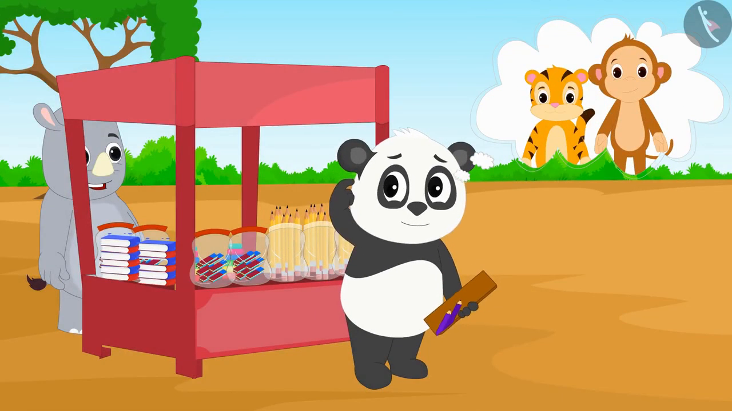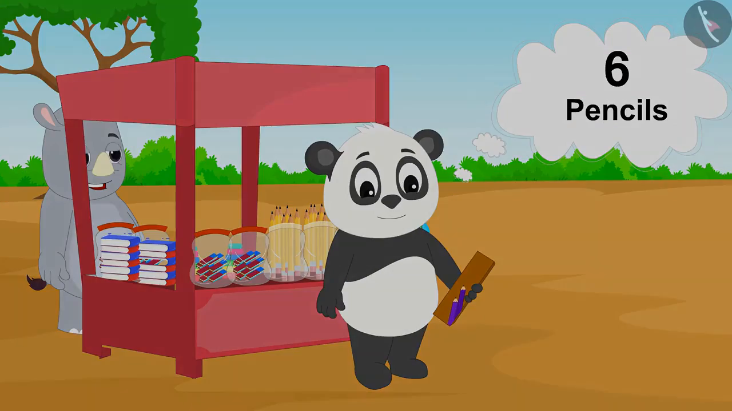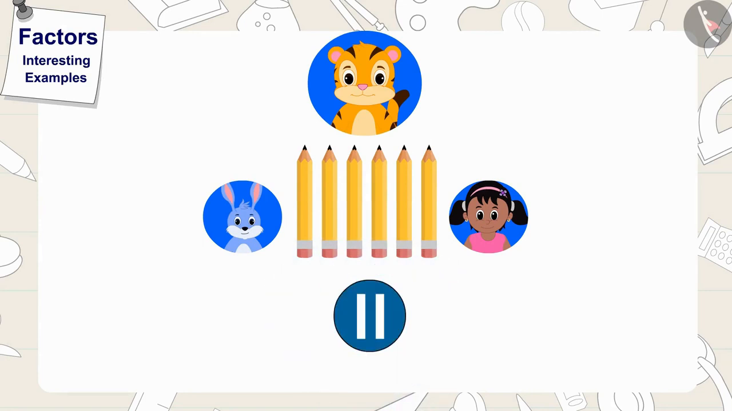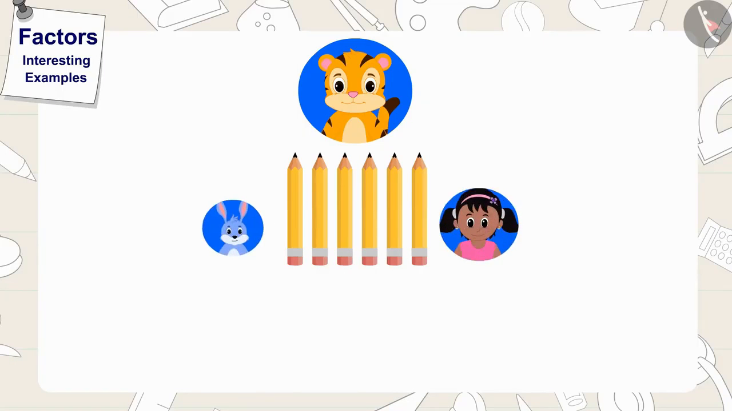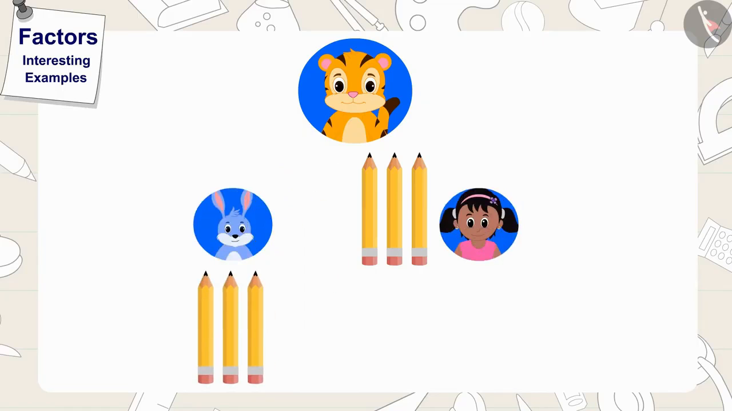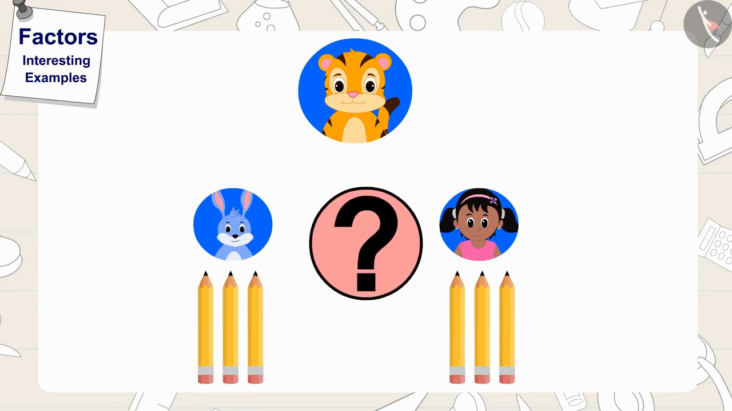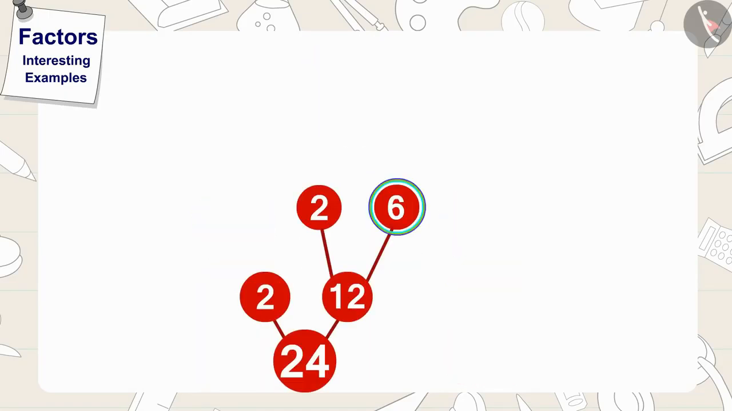Now Golu is wondering if those 2 friends will be able to share 6 pencils equally. Children, can you find an answer to this question? If you want, you can stop the video and think about the answer. Yes, those friends can distribute their 6 pencils equally to 2 friends by giving them 3 pencils each. How did we find this answer? That's correct. Finding the factors of 6.